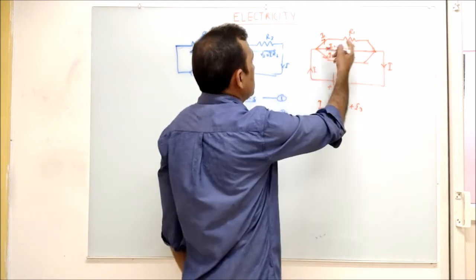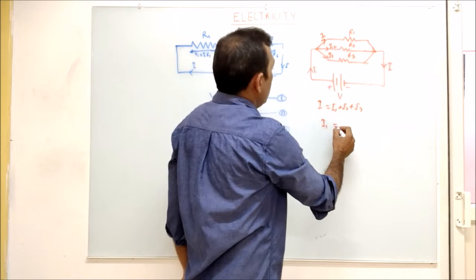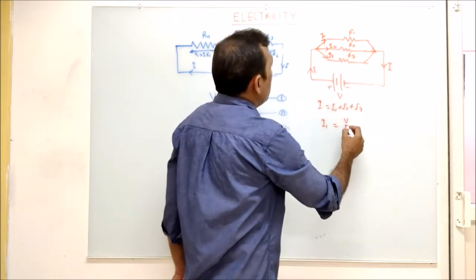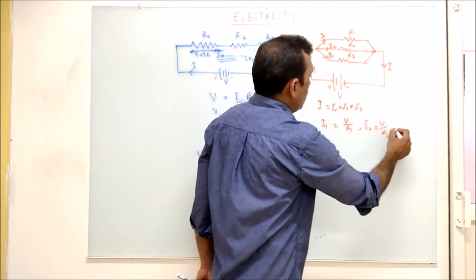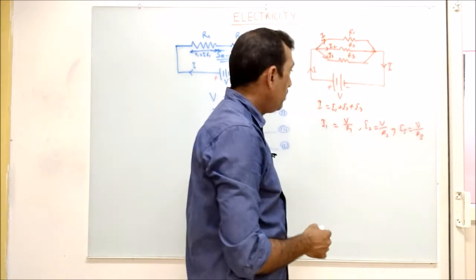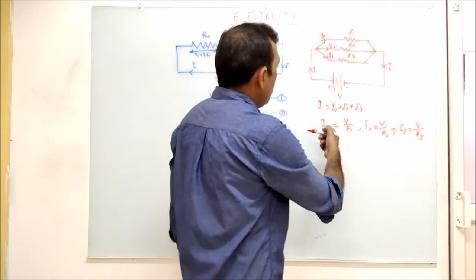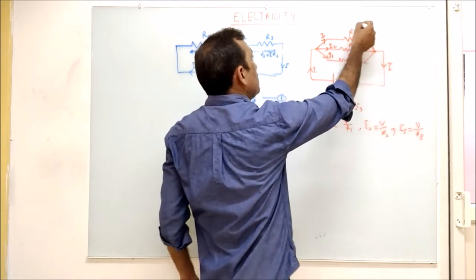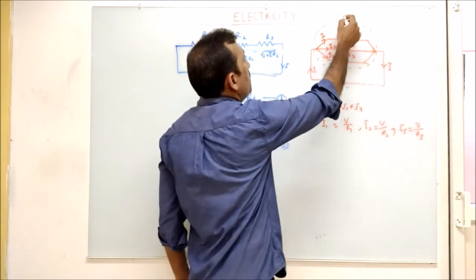So I can write I1 equal to V divided by R1, because the voltage is the same. I2 equals V divided by R2, and I3 equals V divided by R3. Now, in a similar way, let me see if the equivalent resistance of this circuit is RP.